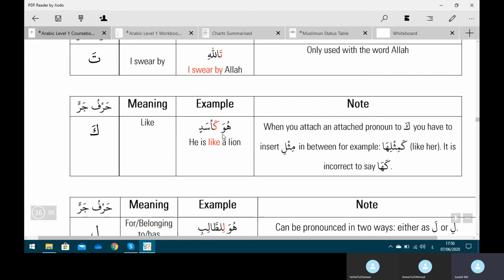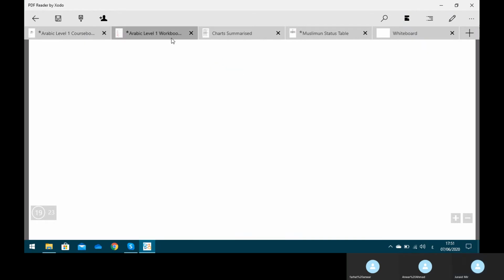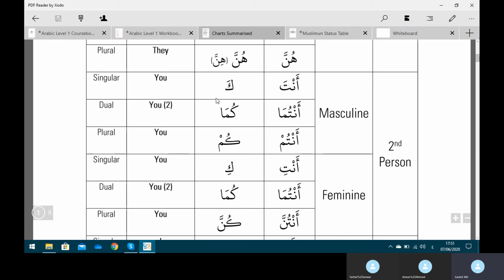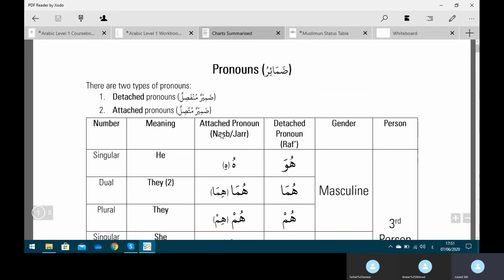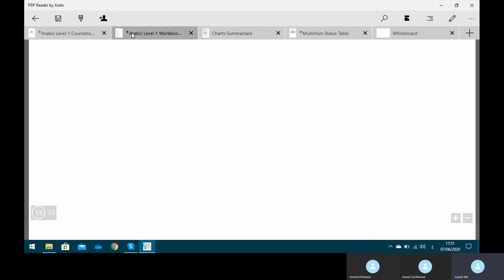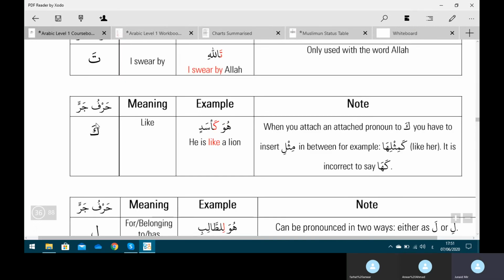Well, context, number one. And number two, the ka that is a noun will come at the end of a word. It's an attached pronoun, attached to something at the end of the word. Whereas the harf jar ka is at the beginning of the noun. That's the difference between the two.